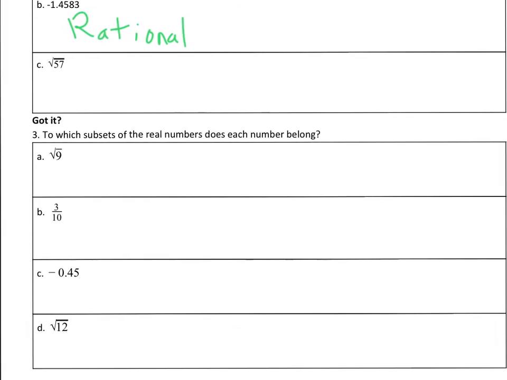And then C, if you're not sure if this is a perfect square, it's fine if you use a calculator to double check. That's fine. 57 is about 7.5498, and it's just going to keep extending without end, and it doesn't repeat, it doesn't end. So this would be considered irrational. This is not a decimal that repeats or ends. So that's why it's irrational.